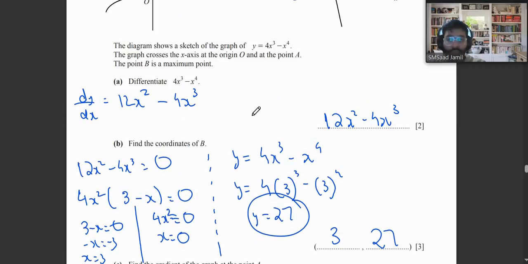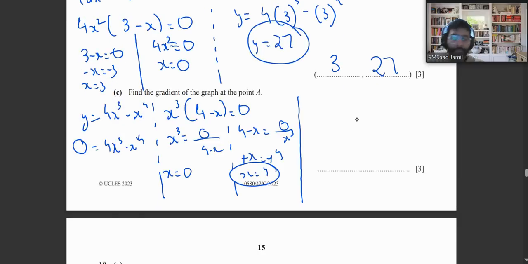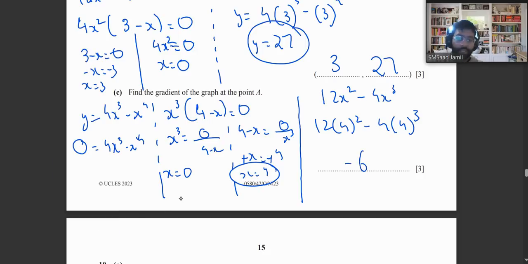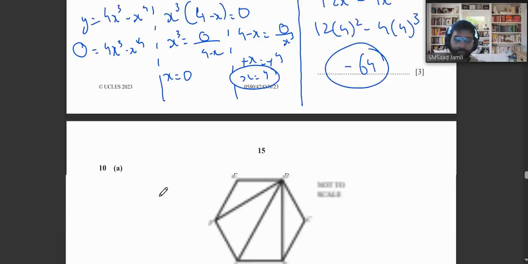Now I told you how we find gradient: we do dy over dx, and dy over dx is 12x squared minus 4x cubed. I already know the value of x, so 12 multiplied by 4 squared minus 4 multiplied by 4 cubed. Plug these values in. Negative 64. So gradient is negative 64.